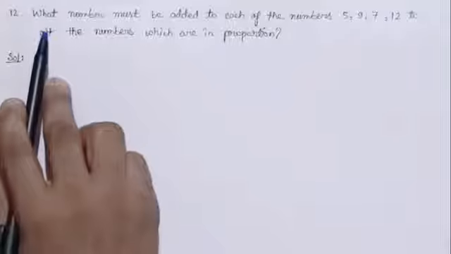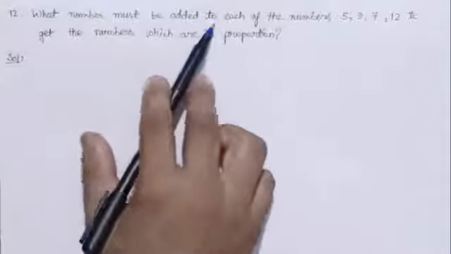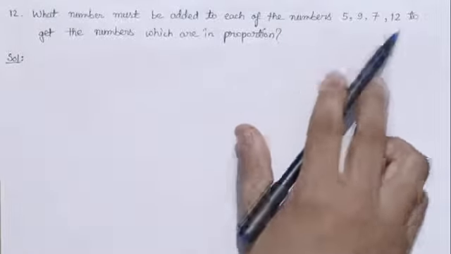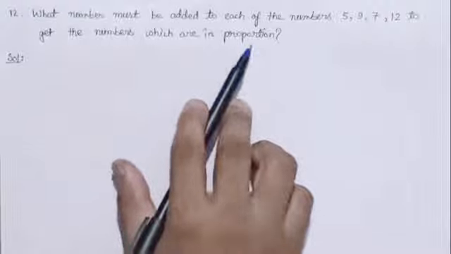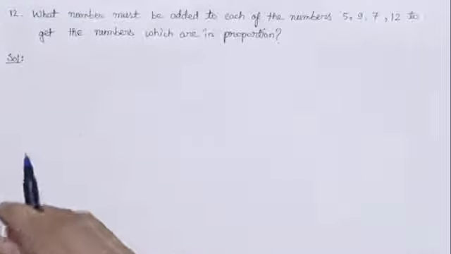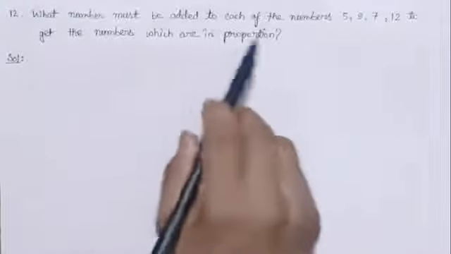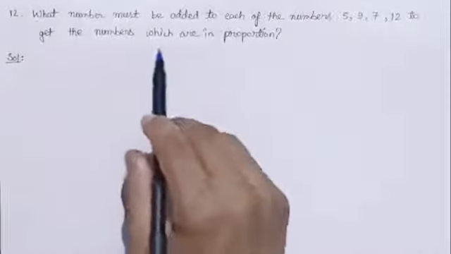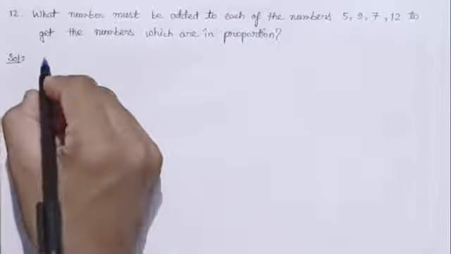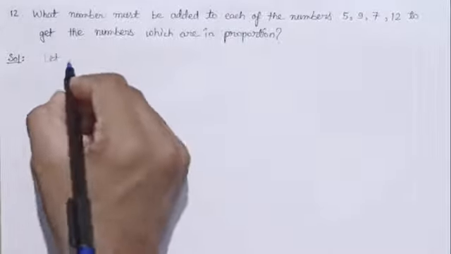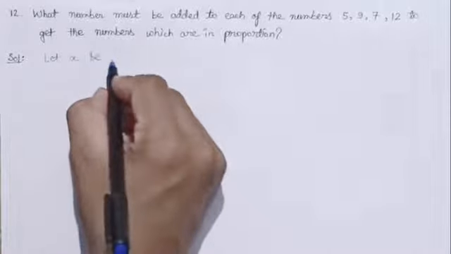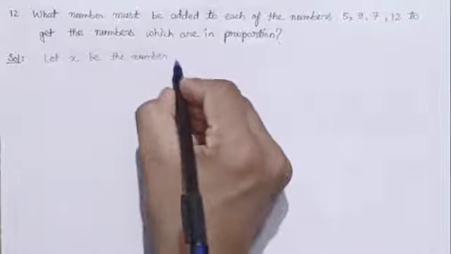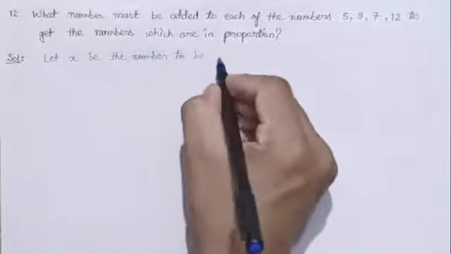The next question we have: what number must be added to each of the numbers 5, 9, 7 and 12 to get the numbers which are in proportion? So let us assume that the number be x, which must be added to 5, 9, 7 and 12 to get the numbers which are in proportion. So we can write, let x be the number to be added.